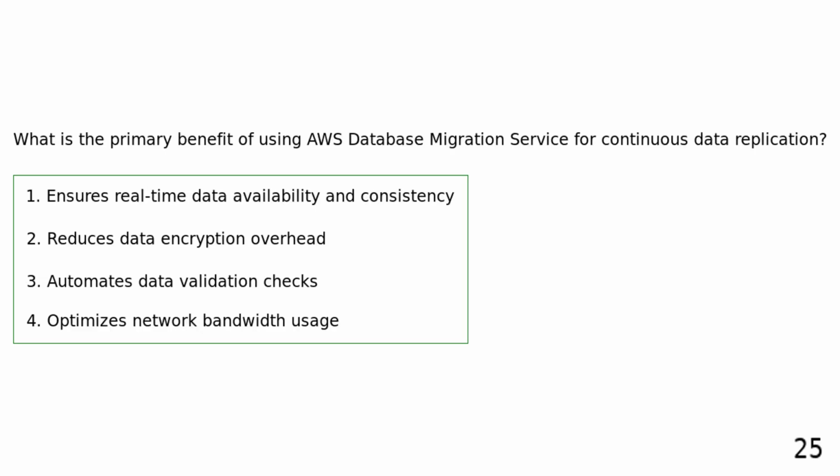What is the primary benefit of using AWS Database Migration Service for continuous data replication? Ensures real-time data availability and consistency. Reduces data encryption overhead. Automates data validation checks. Optimizes network bandwidth usage.